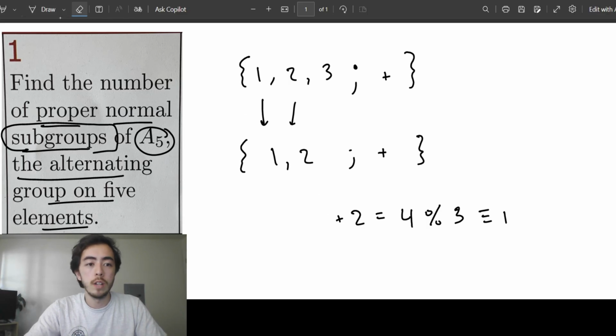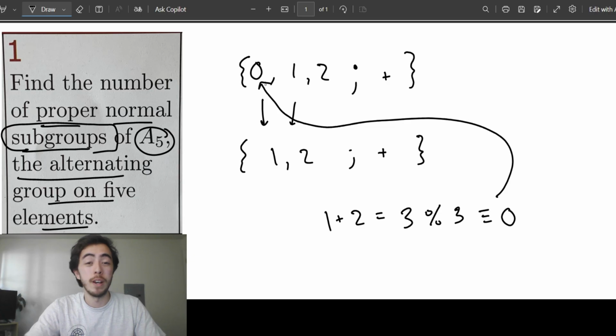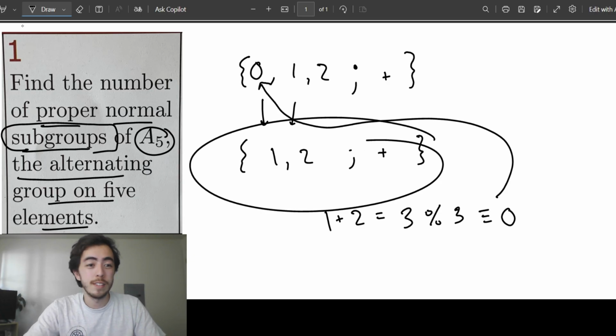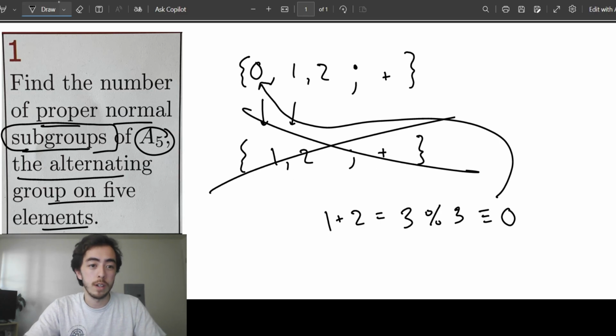But if I do try to do, say, 1 plus 2, that's going to give me the number 3. And then 3 divided by 3, that remainder is 0. So I guess technically, to start out, maybe this should have been the group 0, 1, 2. Sorry. Since I got the result 0, and that is something back from my original group, not this potential subgroup, I know that this subgroup actually doesn't work.